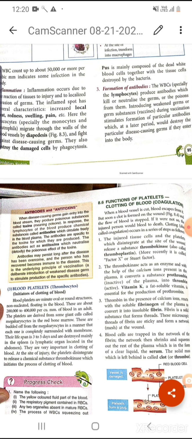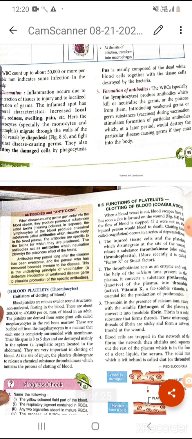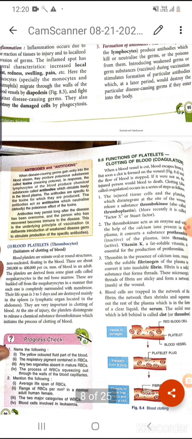Next is formation of antibodies. You know that WBCs are responsible for the formation of antibodies in our body, and without antibodies we cannot fight against any kind of germs. Whenever we take vaccines, we introduce weakened germs or dead germs during vaccination to stimulate our immune system, to stimulate the formation of particular antibodies. And those antibodies can destroy the disease-causing agents in our body.